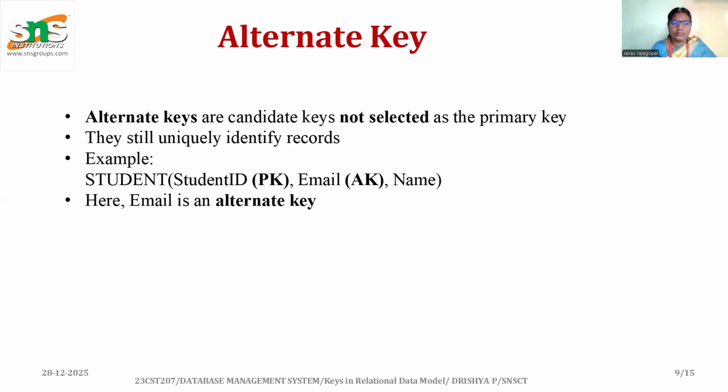Alternate key. An alternate key is a candidate key that is not selected as the primary key. It is not the primary key, but it is also a key to identify the records in the relation. For example, the student relation contains three fields: student ID, email, and name. Student ID is the primary key. In that relation, email is also a unique value, so you take email as the alternate key.